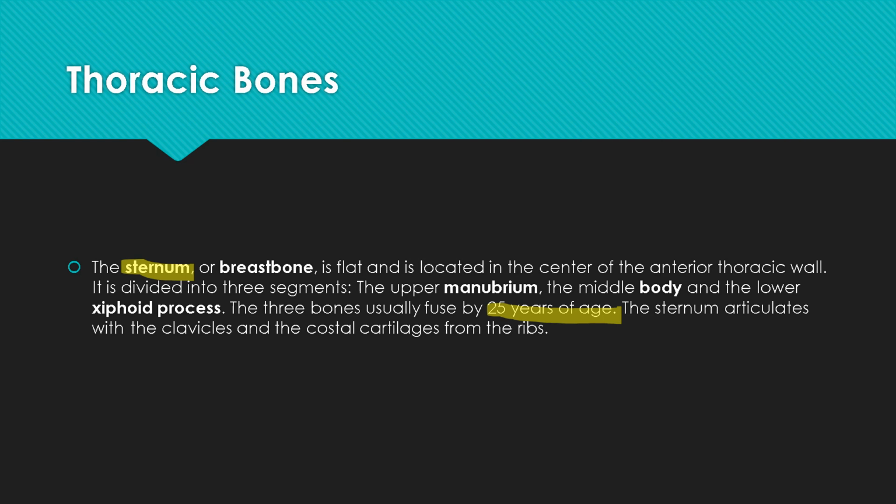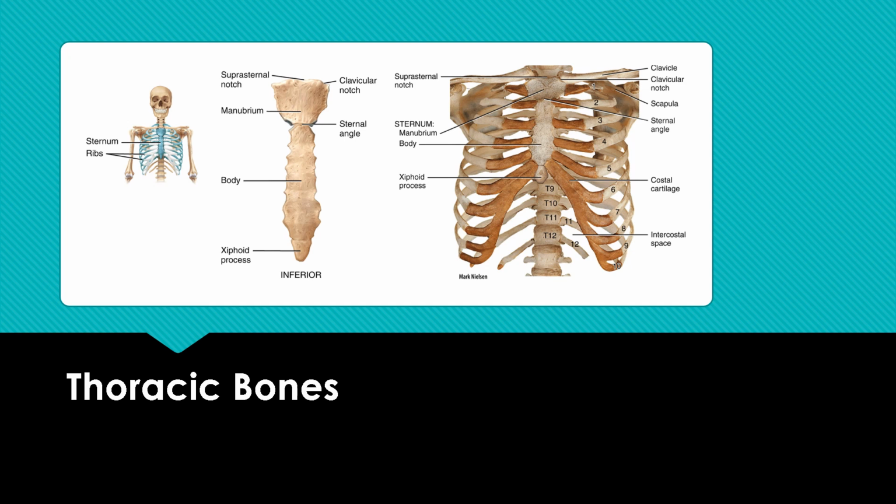Now the 3 parts of the sternum are going to be the manubrium, the body, and the xiphoid process. Here we can see those 3 parts of the sternum, the manubrium on the upper portion, the body in the middle, and the xiphoid process here down at the bottom. The junction of the manubrium and the body forms the sternal angle.